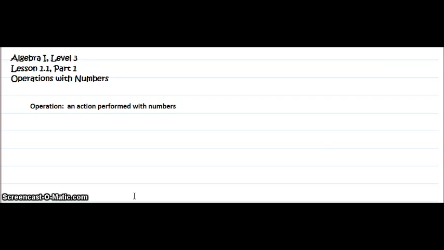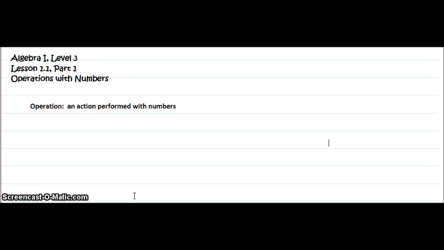Of course, you know what numbers are, but what is an operation in this context? Well, an operation, as you can see, the definition is right on your screen, is an action performed with numbers. You have operated with numbers ever since you learned 1 plus 1 equals 2. You didn't know that's what you were doing, but that's what you were doing.